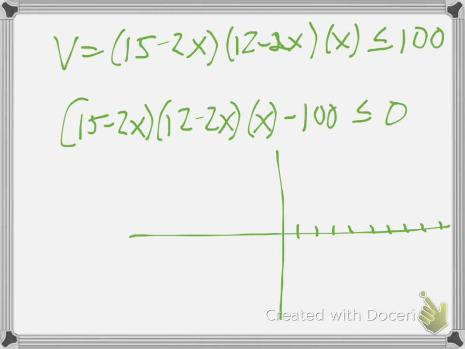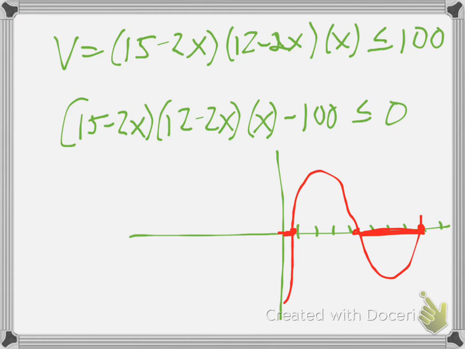Right, when you graph this one, you're going to have a 0 somewhere before 1. You're going to have a 0 a little bit after 4. And you're going to have a 0 between 8 and 9, I believe, somewhere up here. Okay? And the graph is going to go like this. And we want the negative part. So the negative part of this graph is these x values here, up until that point, and these x values here. So those are the x values that I could cut out those little squares and have the volume less than or equal to 100.